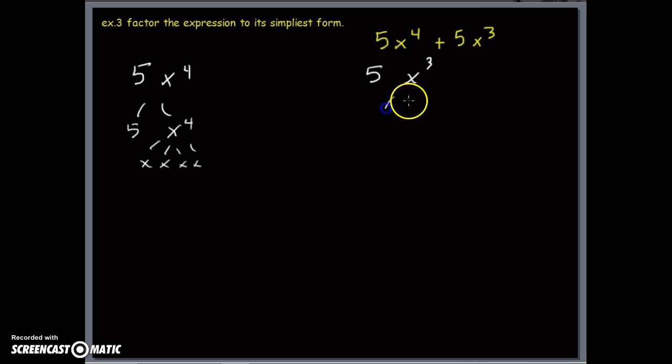Here there's 3 x's being multiplied. So how many x's being multiplied do they share? Well, obviously, if this one has 4 and this one has 3, they both have at least 3 that are being multiplied. But I'll go ahead and write this out for you.